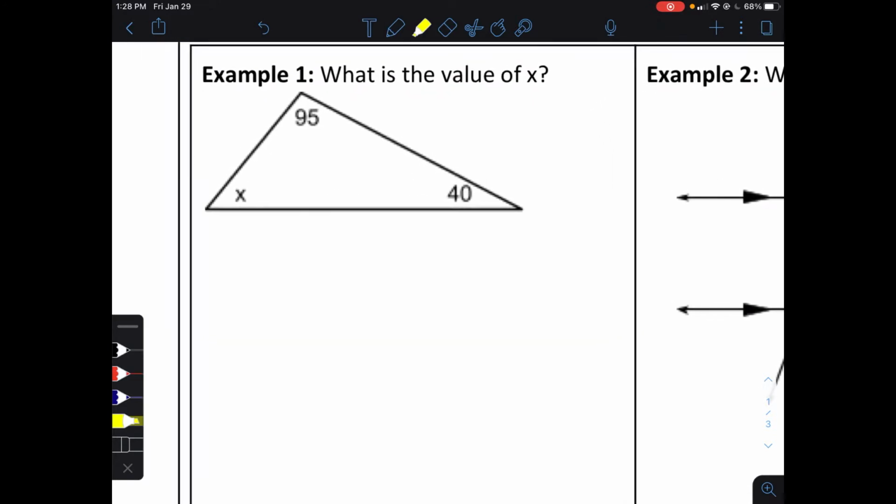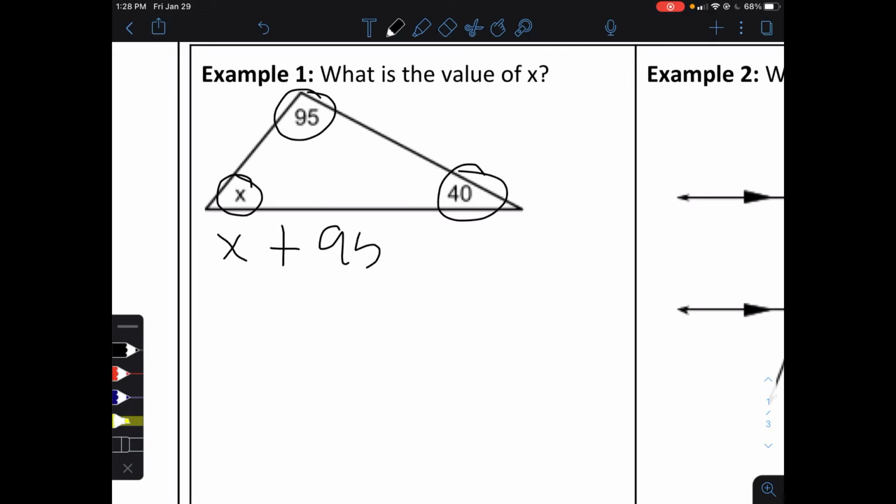Just like in example number 1. It says, what is the value of x? Well, looking at this picture, which I do encourage you to redraw in your notebook, we can see that x is an angle on the inside or interior of our triangle. So is 95, so is 40. So I know that their sum is 180. So I'm just going to take x plus 95 plus 40 is equal to 180.